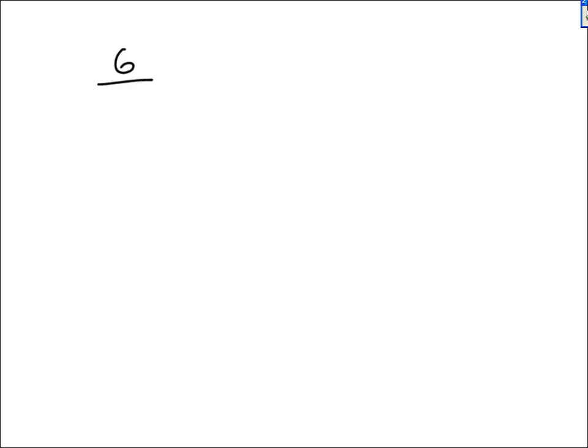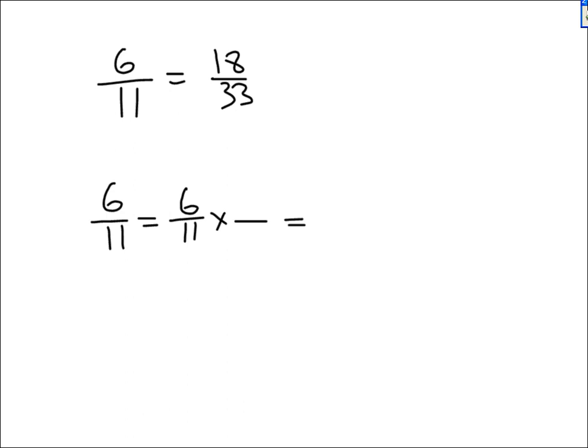Is 6 over 11 the same as 18 over 33? And there's a couple of ways of doing this. 6 over 11 is equal to 6 over 11 times 1. Now, you may say, I want to get 18 on top. I know 6 times 3 is 18. So this has to be 1, so 3 goes on the bottom. Oh yeah, 11 times 3 is 33.